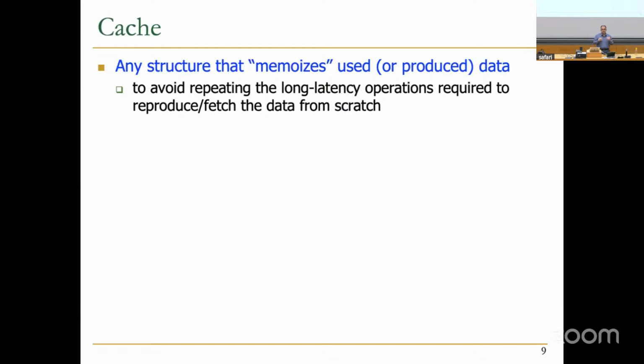But you can also think of it the other way around. For example, you need to do a lot of computation to generate some results, some value. Then you try to memoize those values in a structure, in a table. And then hopefully, instead of reproducing those results, you can just fetch them from that cache. So cache has been, as I said, used in different topics in computer systems.